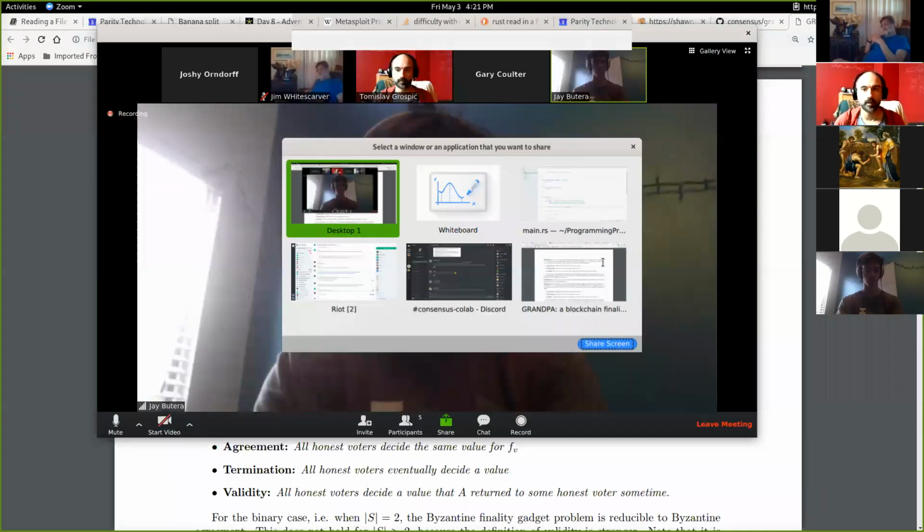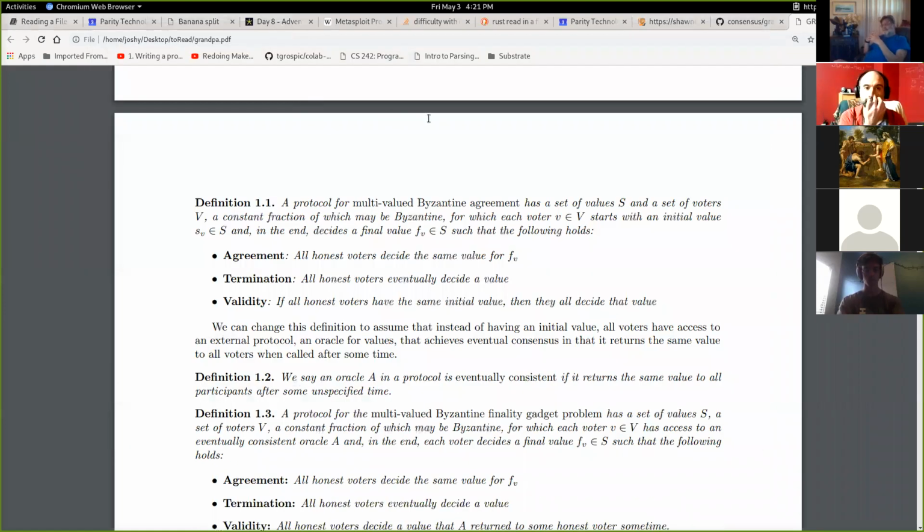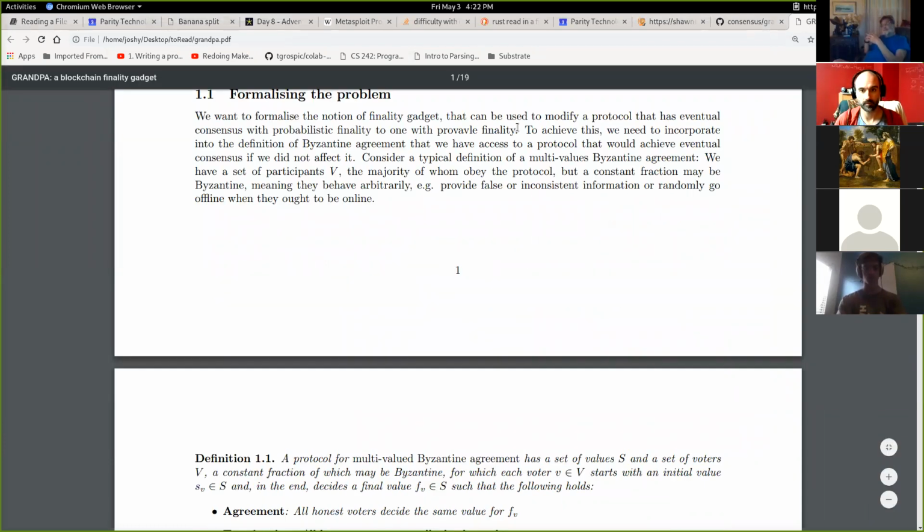Well, let's see. Maybe in the meantime, we can start to look at some of this Grandpa stuff. I skipped over the introduction, but they say we want to formalize the notion of a finality gadget. Casper, the friendly finality gadget, is another one. And later in here, they even have a section called comparison to Casper. I think it's Casper FFG, not the Casper CBC that we're more familiar with. And so we're going to need to incorporate into the definition of Byzantine agreement that we have access to a protocol that would achieve eventual consistency if we did not affect it.